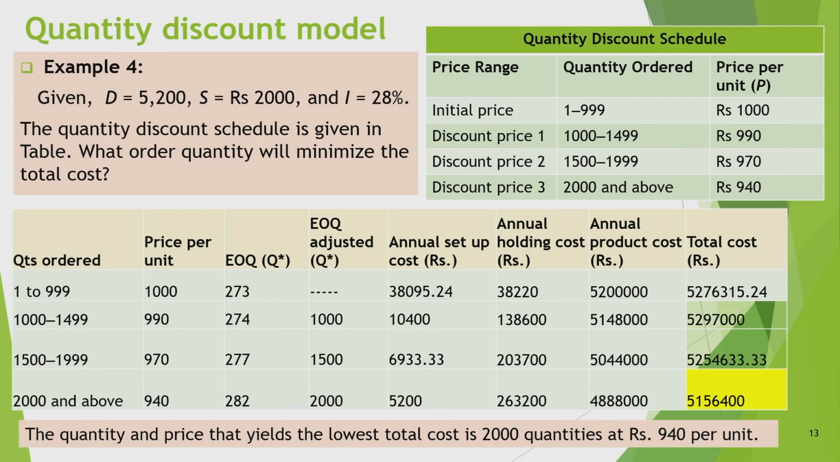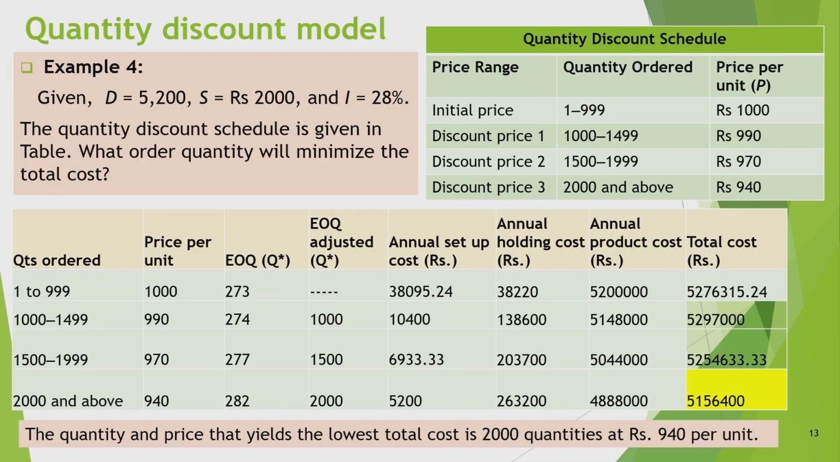Let us say I take one more example, example 4. Here I give basically 3 discount prices and 1 initial price, so a total of 4 price slabs. The initial price for 1 to 999 is rupees 1000 per unit. Discount price 1 is for 1000 to 4999, rupees 990, and discount price 2 is for 1500 to 9999, rupees 970. Discount price 3 is for 2000 and above, rupees 940. So again I make the table like that.